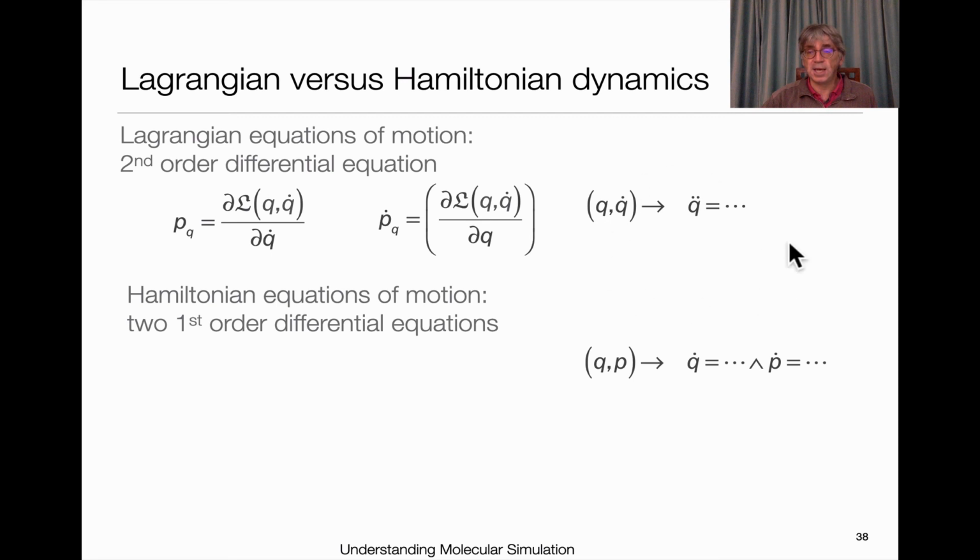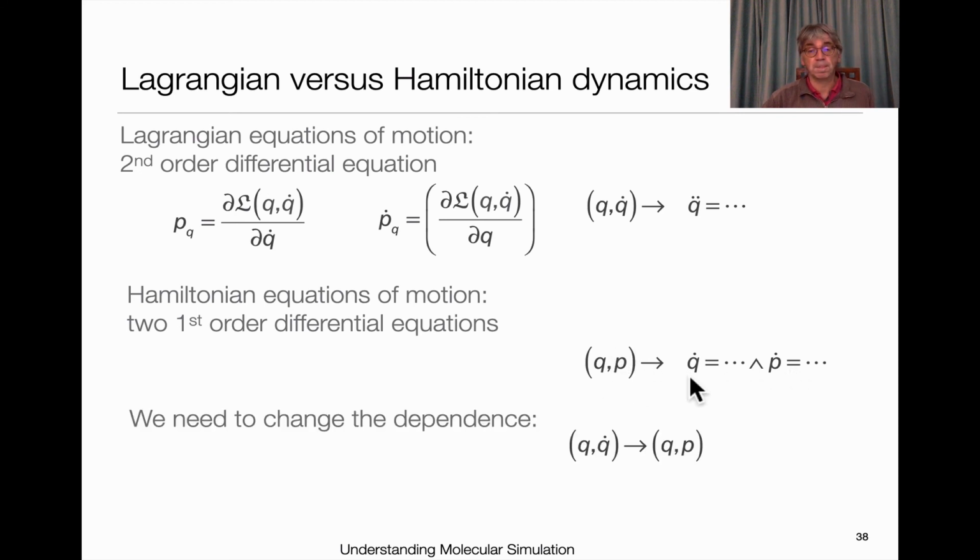So this is basically we have the momenta, we have the time dependence of the momenta, and the differential equation is a second order differential equation. But what we can also do is write it in Q and momentum and basically write two first order differential equations. So what we need to do is change the dependence. We have a formula that depends on Q and Q dot, and we would like to have it dependent on Q and P. Well, this is something we actually have done in thermodynamics.